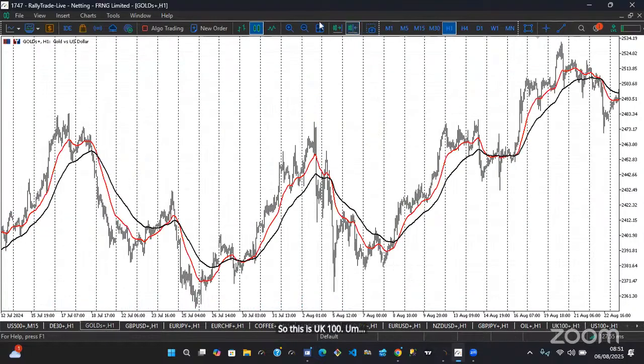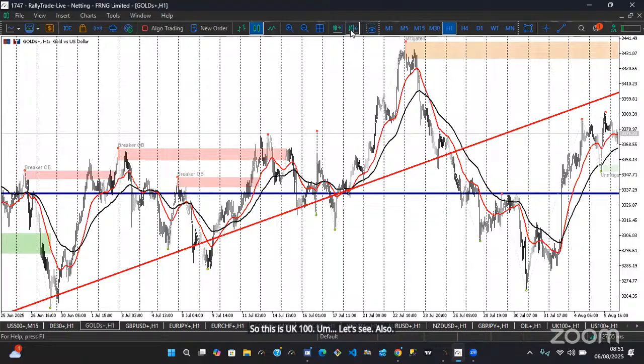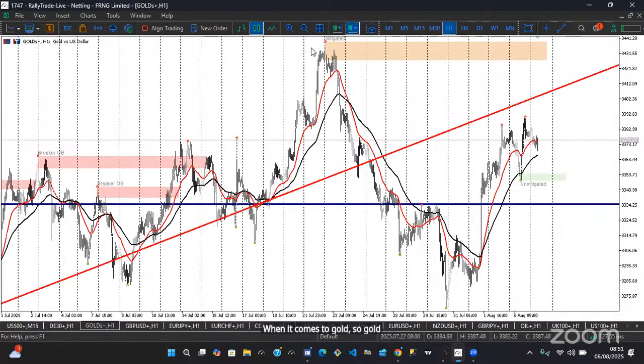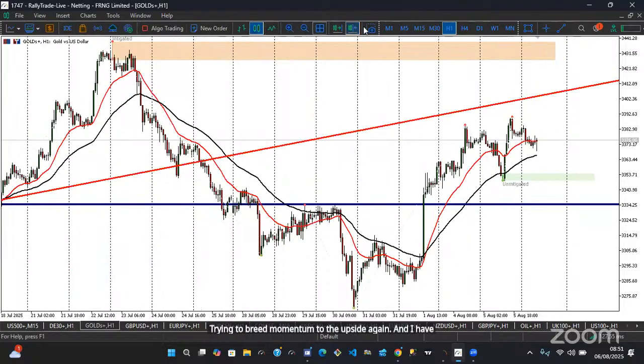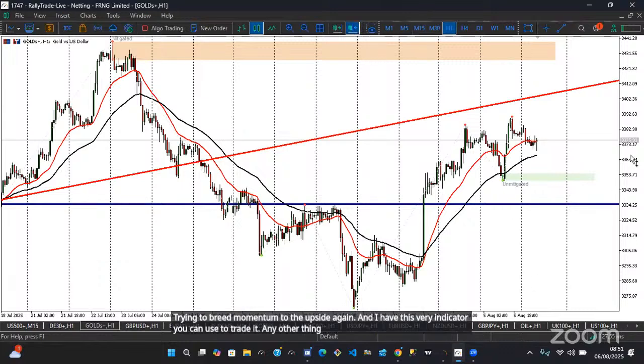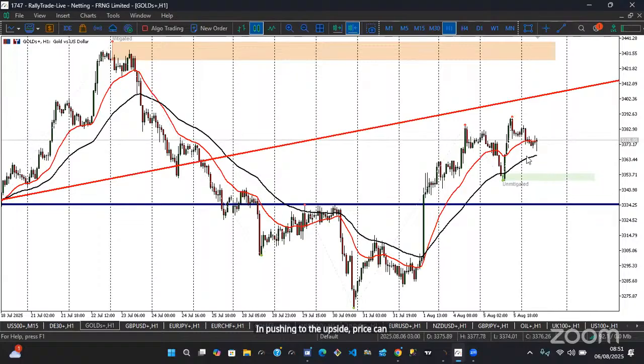Let's see. When it comes to gold, it is also trying to build momentum to the upside again. And I have this very indicator you can use to trade it. This particular indicator here. This level is unmitigated, which means that in pushing to the upside, price can come back to this level.